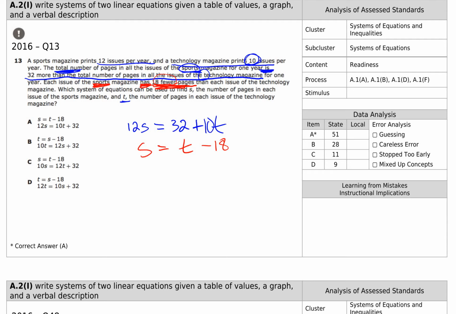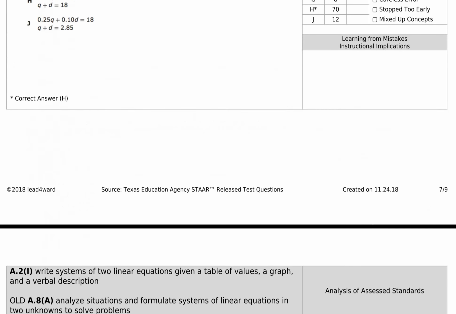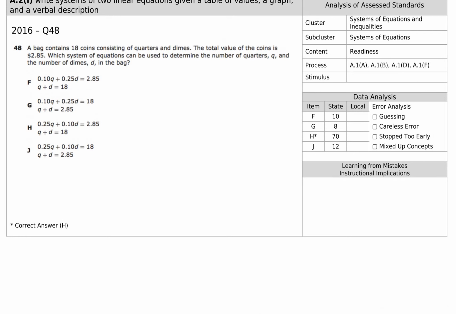All right, so now let's compare our equations. We look and we see here is this equation, S is equal to T minus 18, that's fine. And then the second option for A, 12S, it looks like it's matching up, is equal to 10T plus 32. Well, we put ours second, they put theirs first, but we know when it's just addition, it's not going to matter, so that matches. So we found the equations that work, and when we look at B, C, and D, they are wrong. All right, now we're on to the next word problem.